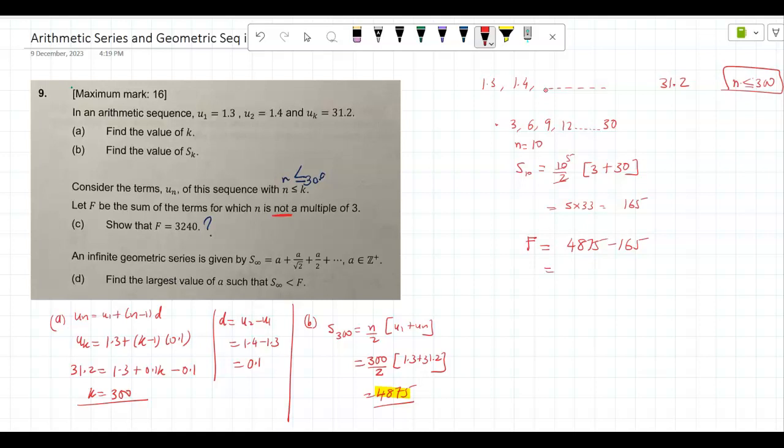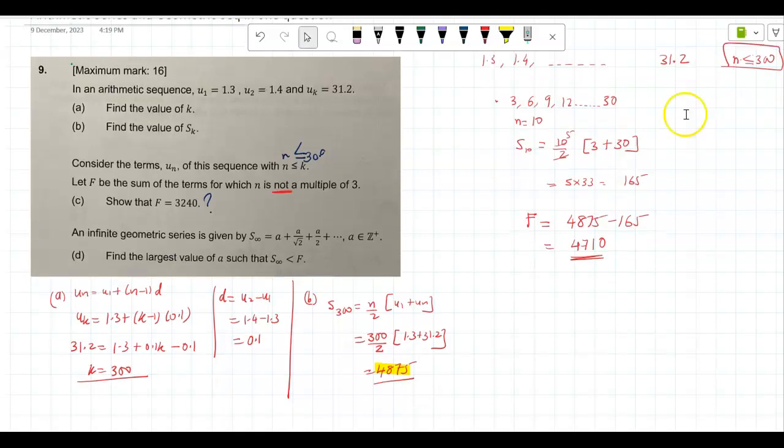So we get 4710, but the answer should be 3240. So we made a mistake somewhere. We missed out something. The method is basic, but there's something wrong which I didn't realize.